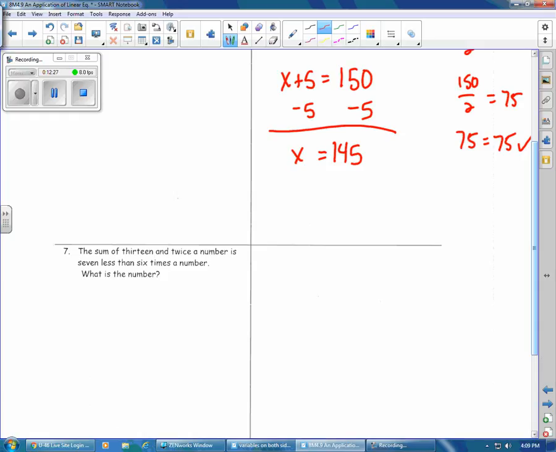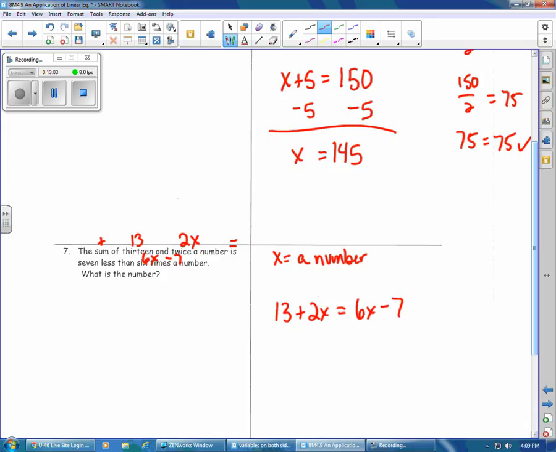Okay, number 7. The sum of 13 and twice a number. We don't know the number, so x is a number. Twice a number is 2 times the number, remember, is 7 less than, turnaround phrase, 6 times the number. So 6x minus 7. What is the number? So let's set this up. 13 plus 2x is equal to 6x minus 7.